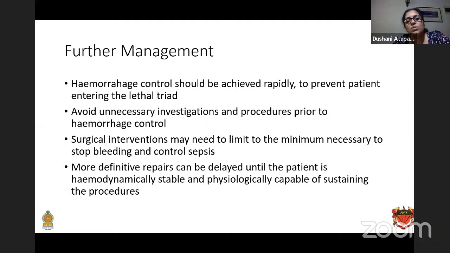And then hemorrhage control should be achieved rapidly to prevent the patient going into this lethal triad, and avoid unnecessary investigations and procedures prior to hemorrhage control. That's also important. And then surgical interventions may need to be limited to a minimum. So that's what the surgical team will do. They won't go into further minor details of the surgery. They will do only the damage control, only the major one. So if it is a liver laceration, they will suture the liver laceration. Or if it is a splenic rupture, they will do the splenectomy and come out. Or sometimes they might need to pack the patient, okay, but they won't go into details, because you have to wait.